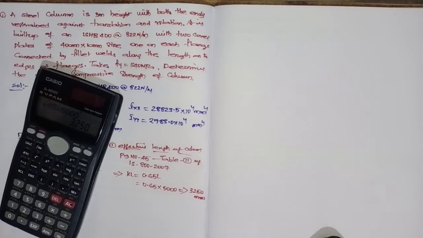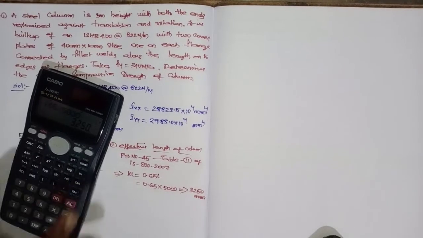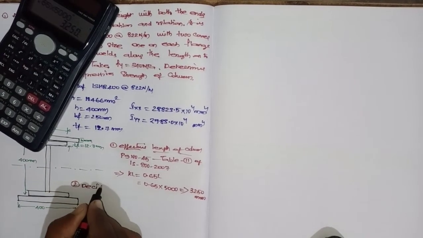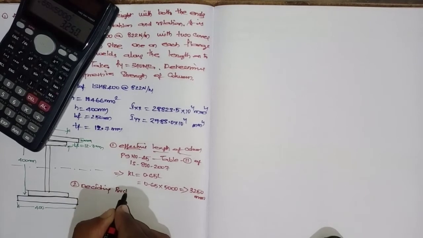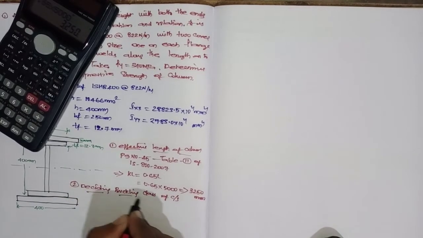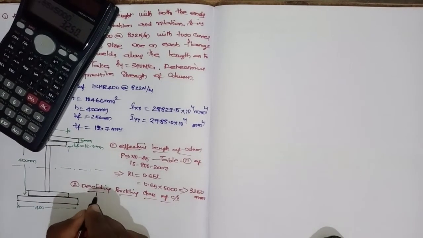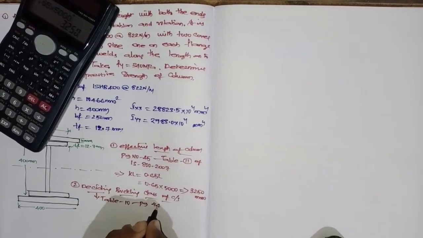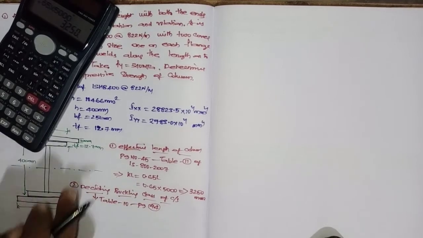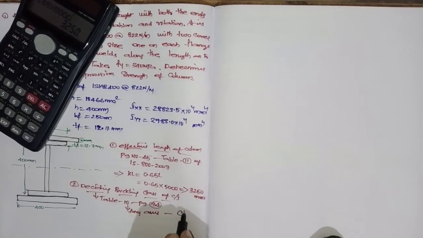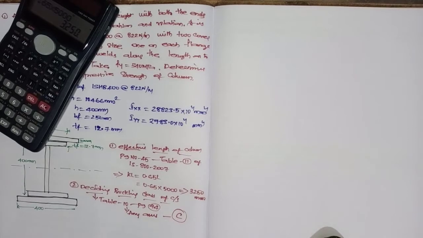After the effective length, you are going to decide the buckling class of cross section. Second step is deciding buckling class of cross section. Again there is a table 10, page 44. As per this table, for any built up section, about any axis, the buckling class will be C. That you are supposed to remember.